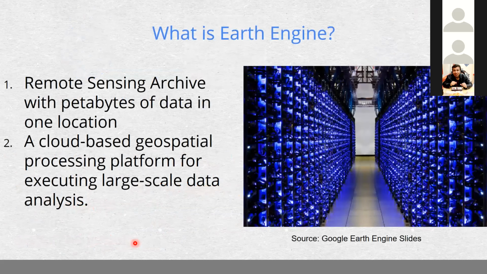So basically, what is Earth Engine? Earth Engine is nothing but a remote sensing archive with petabytes of data in one location and a cloud-based geospatial processing platform for executing large-scale data. So Earth Engine has two USPs. First of all, it has a vast amount of datasets related to remote sensing and GIS. Secondly, it provides you a platform so that you can process all that data within a few minutes, a fraction of the time.